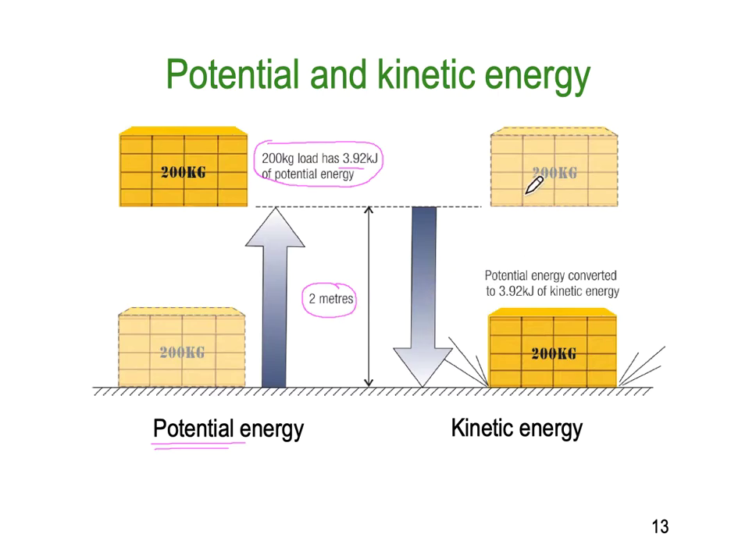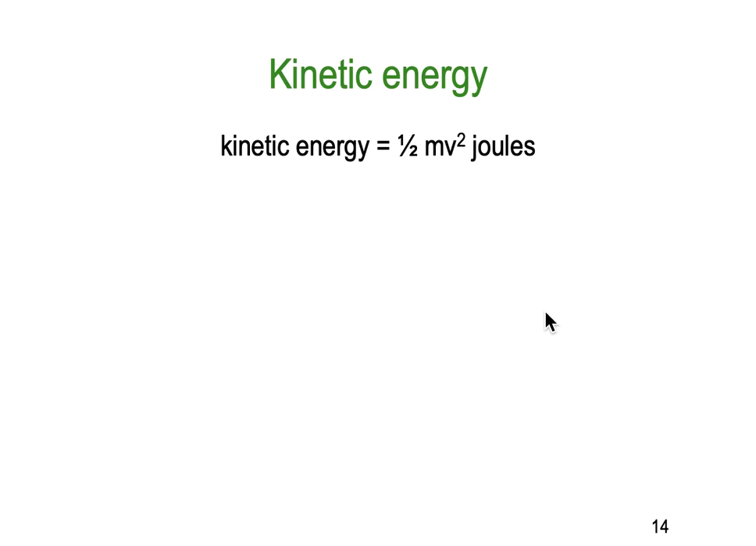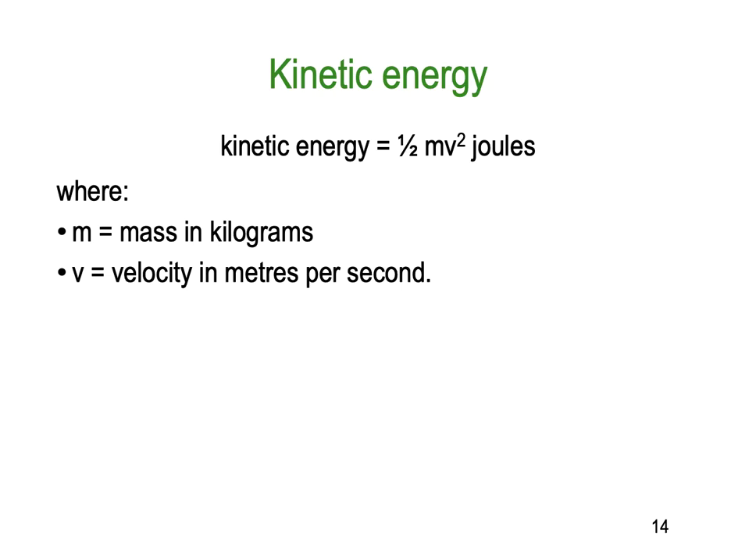If I then allow that 200 grams to fall the 2 meters, bang on the ground over here, as it's falling, we have kinetic energy. So our potential energy is converted into kinetic energy. Still the same amount of energy, but it's now converted from potential, or the possibility of energy, into kinetic energy as it falls. So kinetic energy is a half mv squared in joules. Funny little formula, where m is the mass in kilograms, and v is the velocity in meters per second.